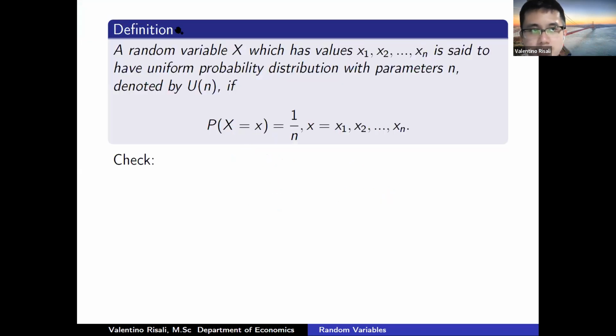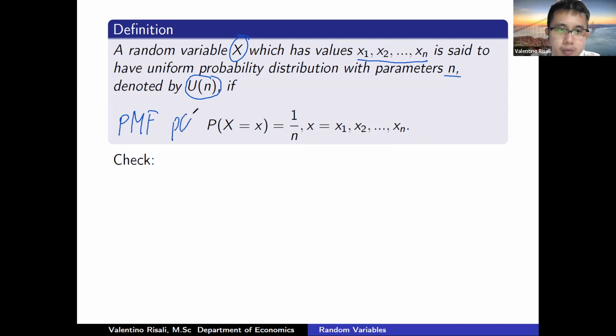And for the precise definition of the uniform discrete, that is in this box: a random variable X, which has values x1, x2 until xn, is said to have uniform probability distribution with parameter n, and we denote it by U(n), if the PMF, it is the PMF, right? The PMF is in this form. That is, the value of P(x) is equal to 1 divided by n for all x from x1 until xn, uniform.